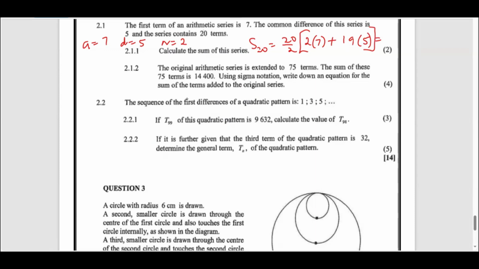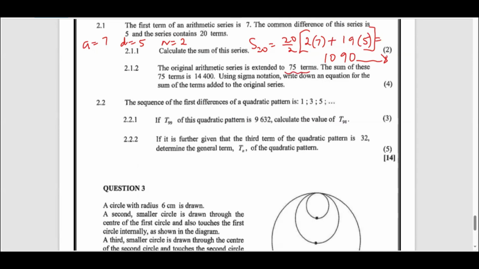Okay, so we say 20 over 2. Open brackets, we have 14 plus 19 times 5. So that gives us 1090. Okay, then 2.1.2, the original arithmetic series is extended up to 75 terms.